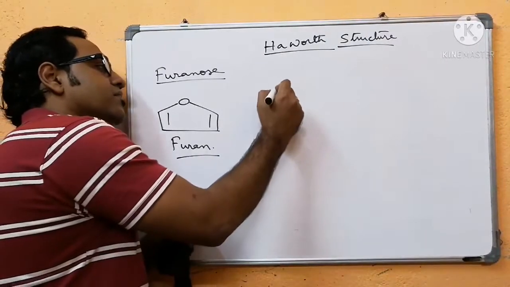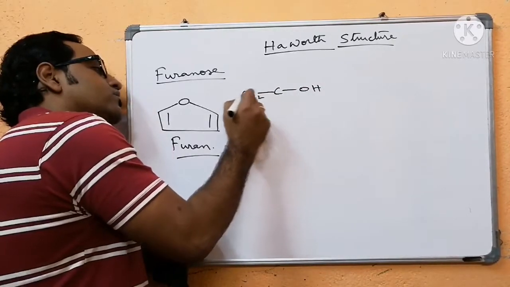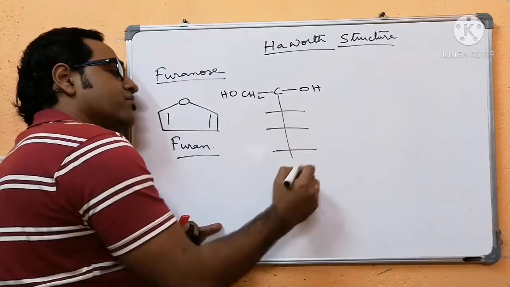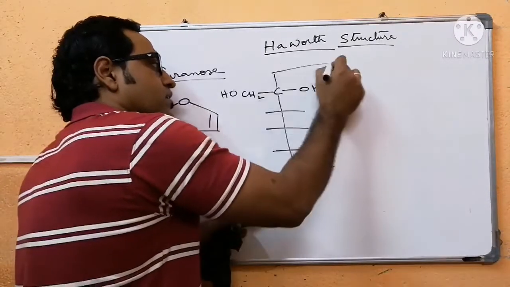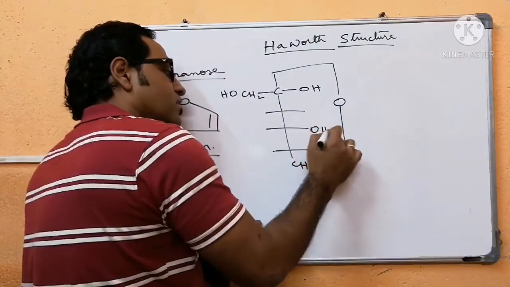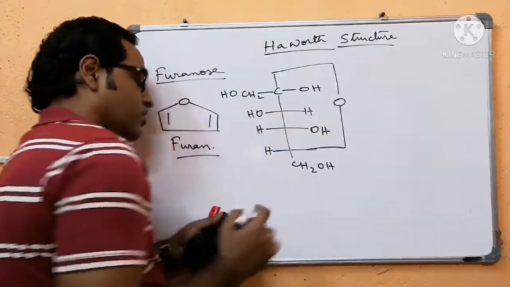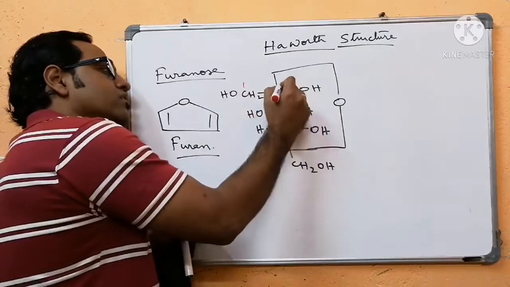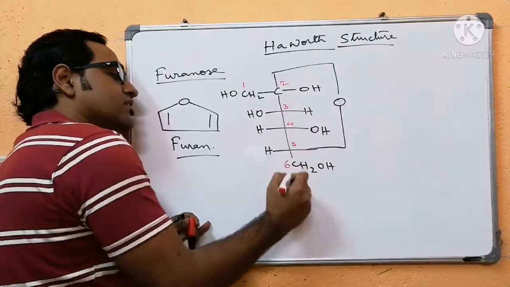Write it like this. COH, CH2OH, 3, 4, 5, 6. Right, left. So number the carbon atoms. This one is C1, this one is C2, C3, C4, C5, C6.